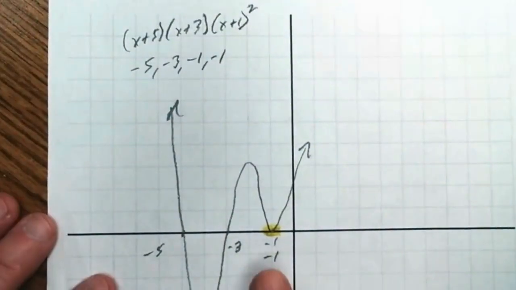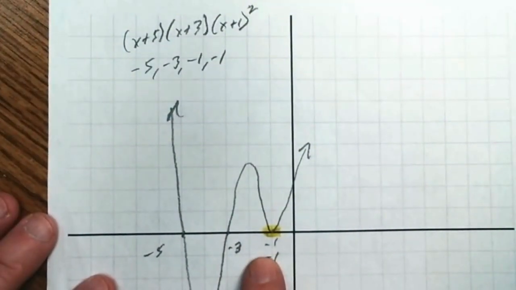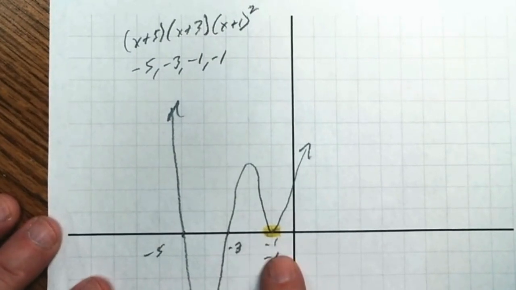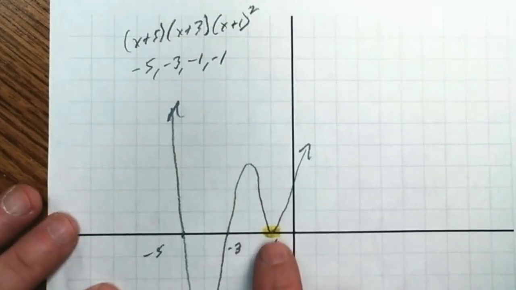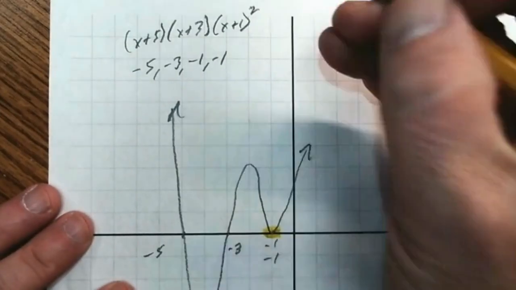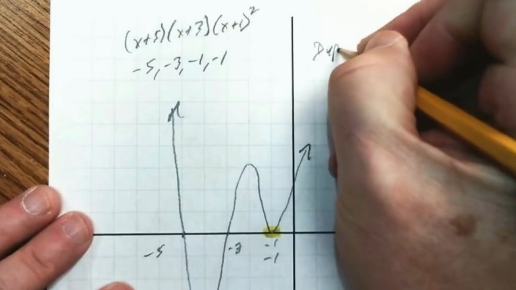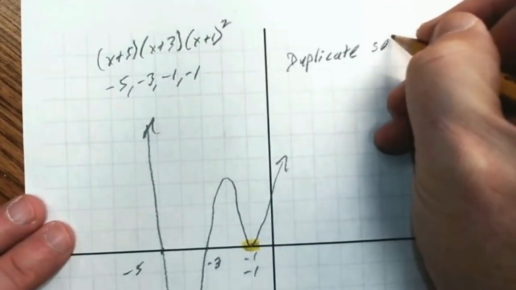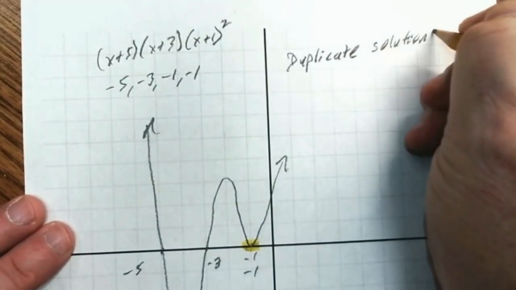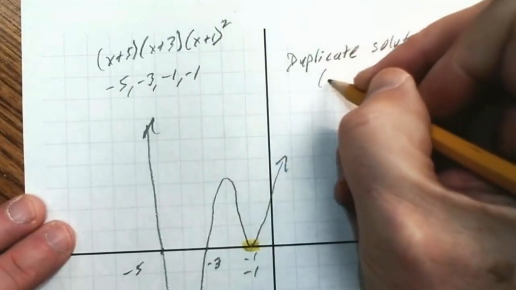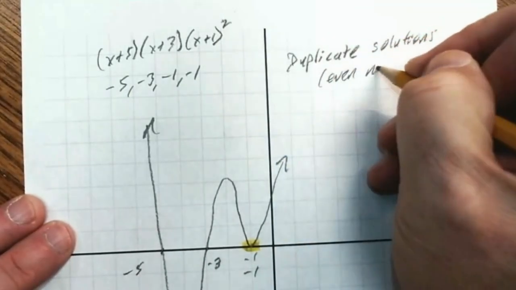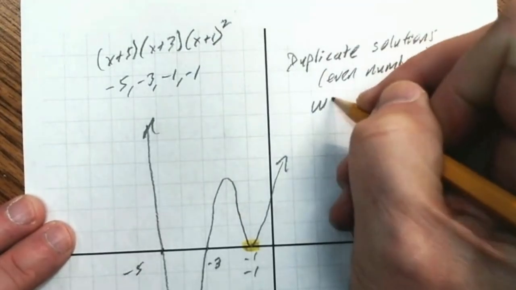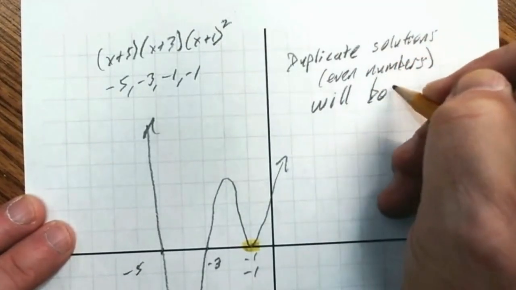Because when you graph something, if it has multiple solutions that are an even number, like 2 solutions or 4 solutions, it will bounce. Duplicate solutions, I'm going to say even numbers, will bounce.